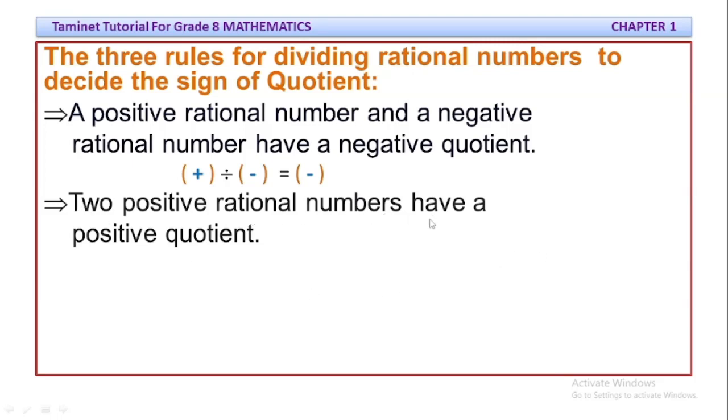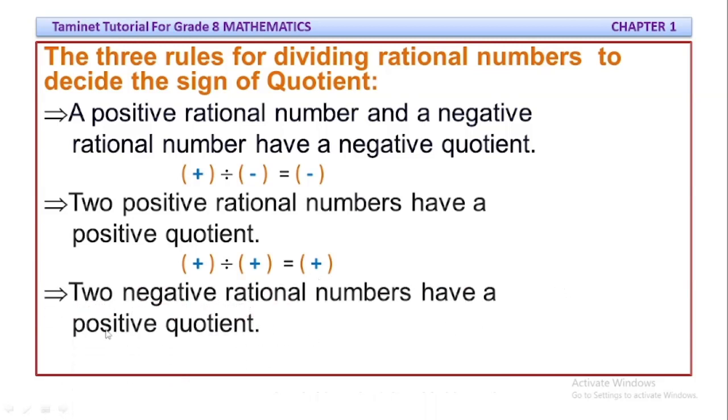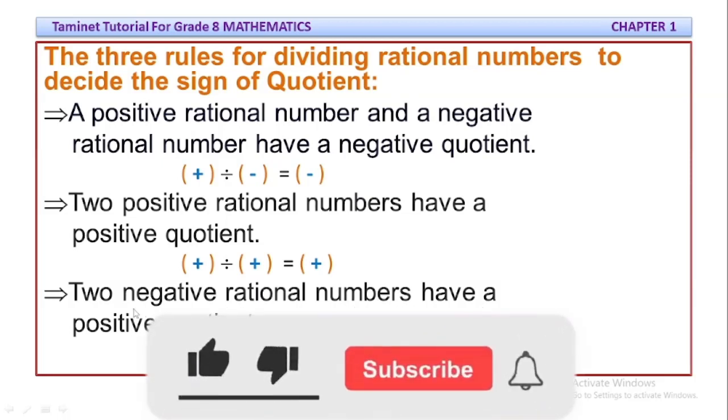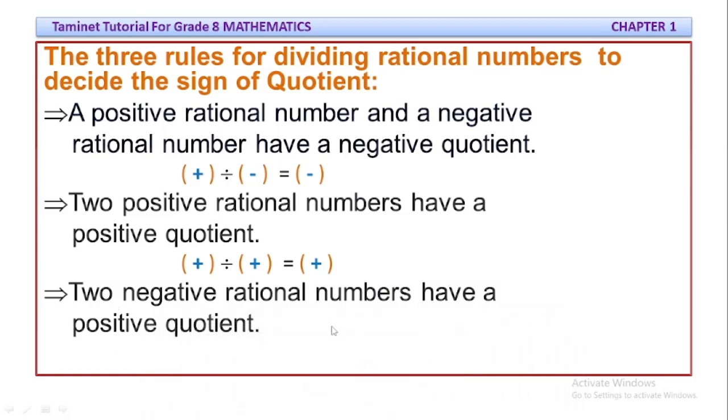Two positive rational numbers have a positive quotient. This is also if the numerator is positive and the denominator is also positive, then the sign of the quotient is always positive. Two negative rational numbers have a positive quotient. That means if the numerator is negative and the denominator is negative, then the quotient is always positive. So based on these 3 rules, we can decide the sign of the quotient as positive or negative.